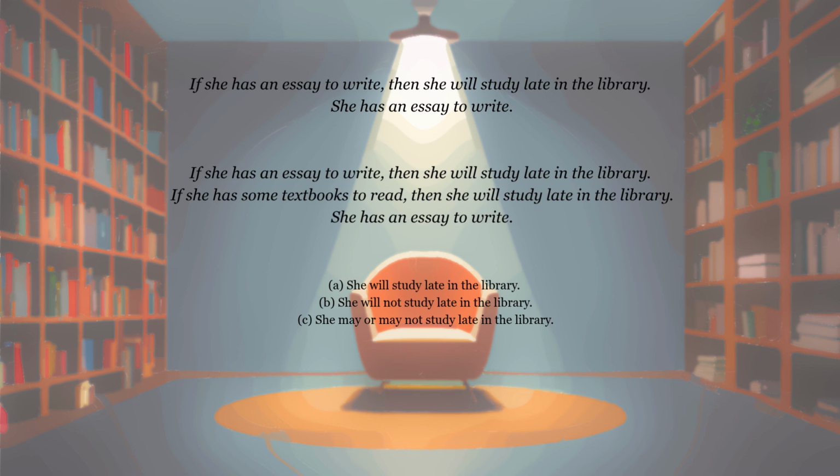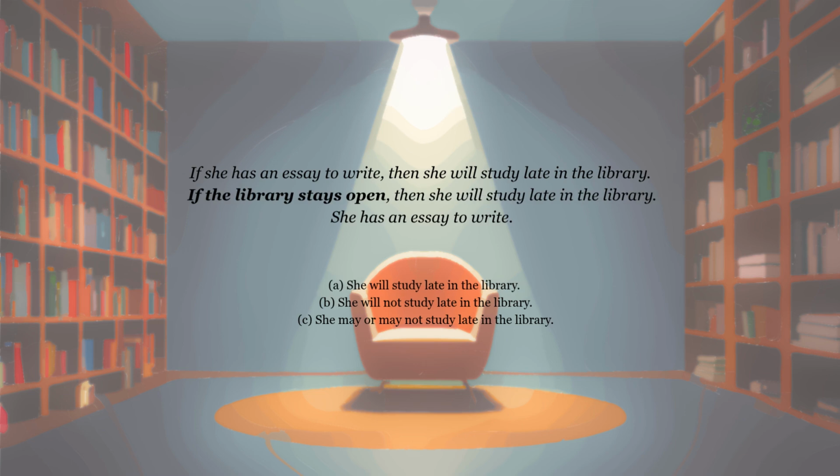or: if she has an essay to write, then she will study late in the library. If she has some textbooks to read, then she will study late in the library. She has an essay to write. People conclude, she will study late in the library. However, if we change one part of the content and we present them with, if the library stays open, instead of if she has some textbooks to read, people opt for she may or may not study late in the library, rather than she will study late in the library, which is the logically valid conclusion. Therefore, people suppress valid inferences, and this phenomenon is known as the suppression effect.